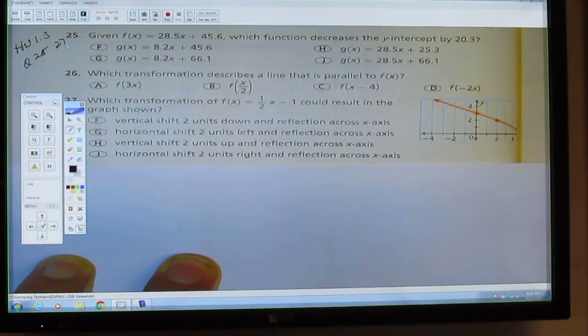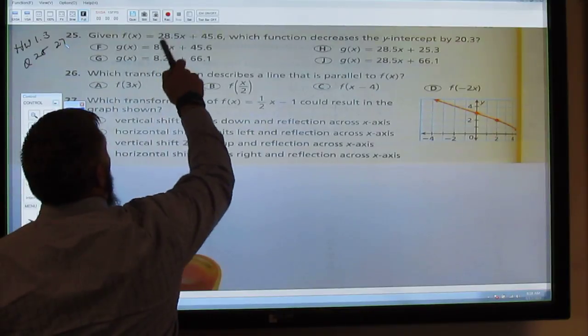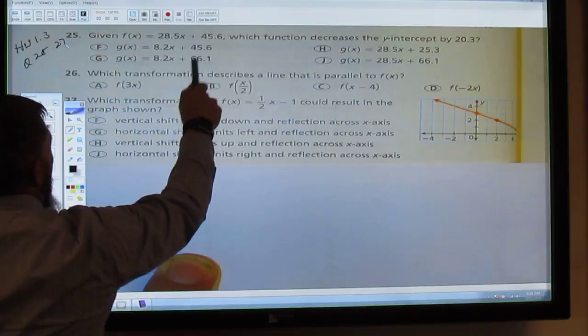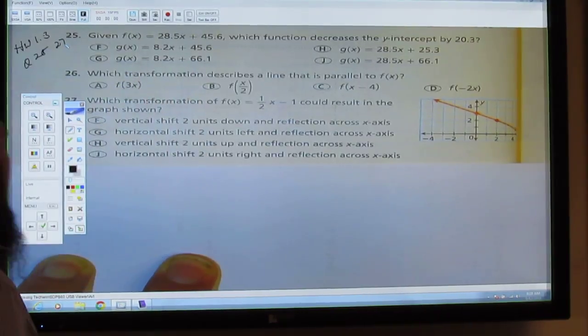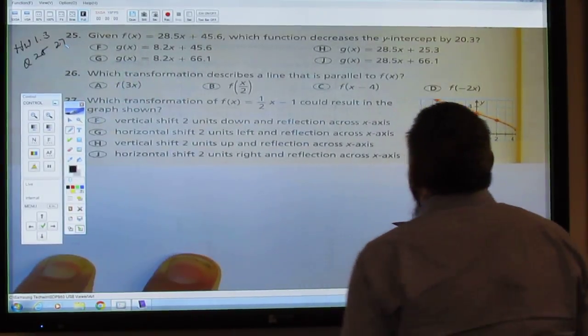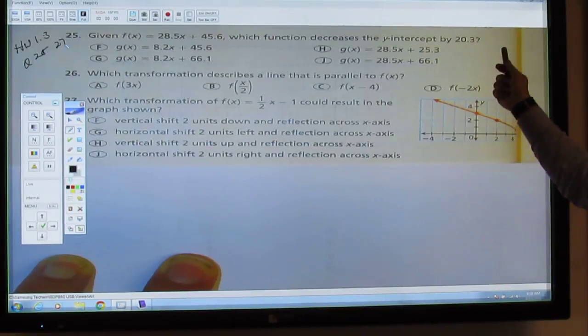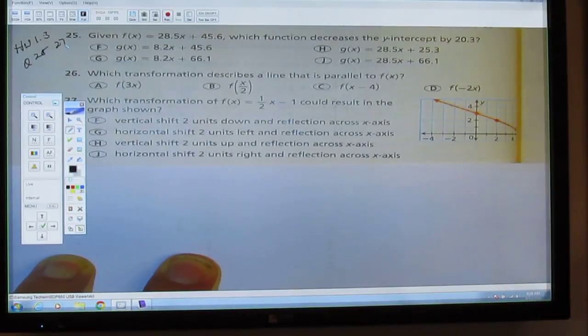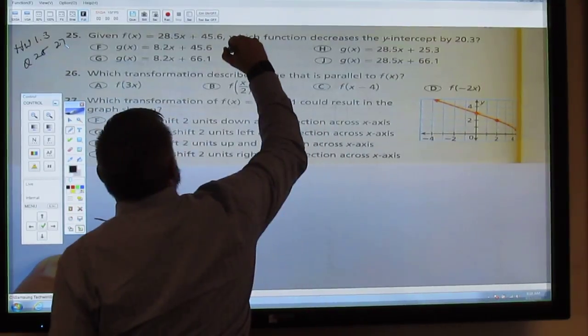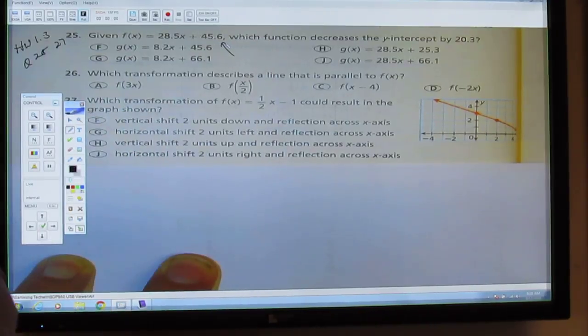Okay? And it says here in 25 that we're given f of x is equal to 28.5x plus 45.6. Which function decreases the y-intercept by 20.3? So which function will, if you decrease the y-intercept, isn't this the y-intercept? Right? So if you decrease that by 20.3, what would that y-intercept be?